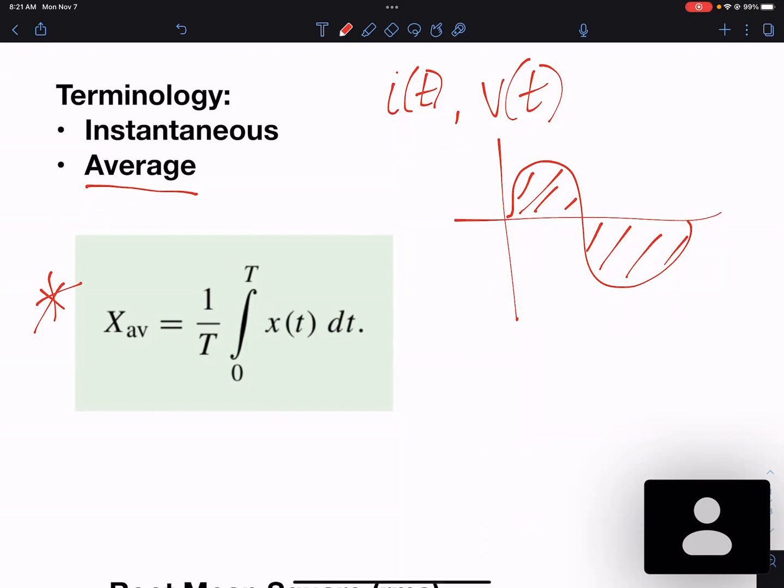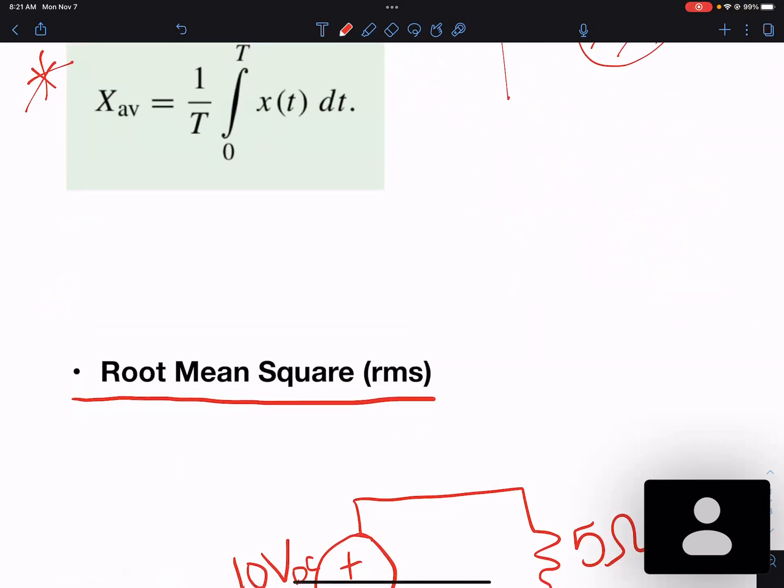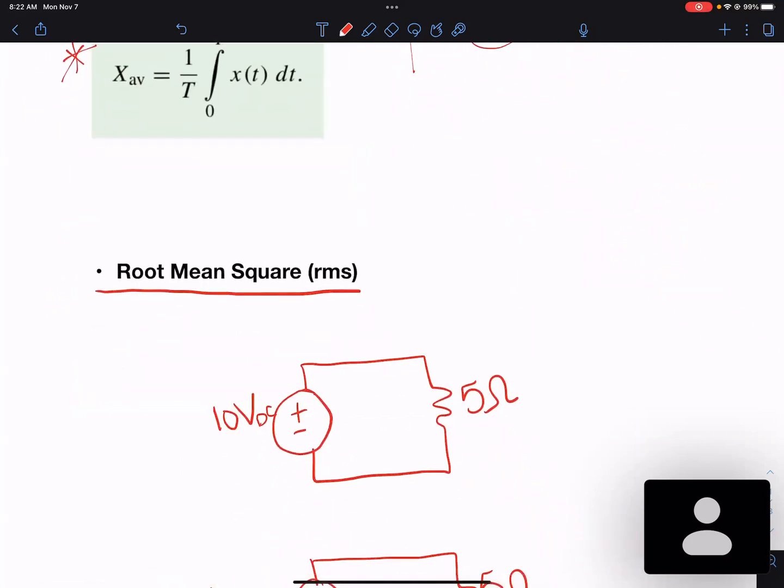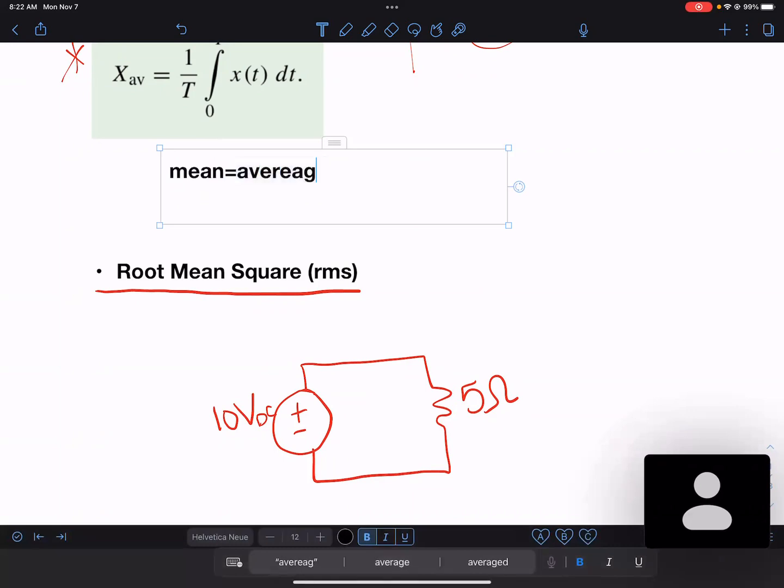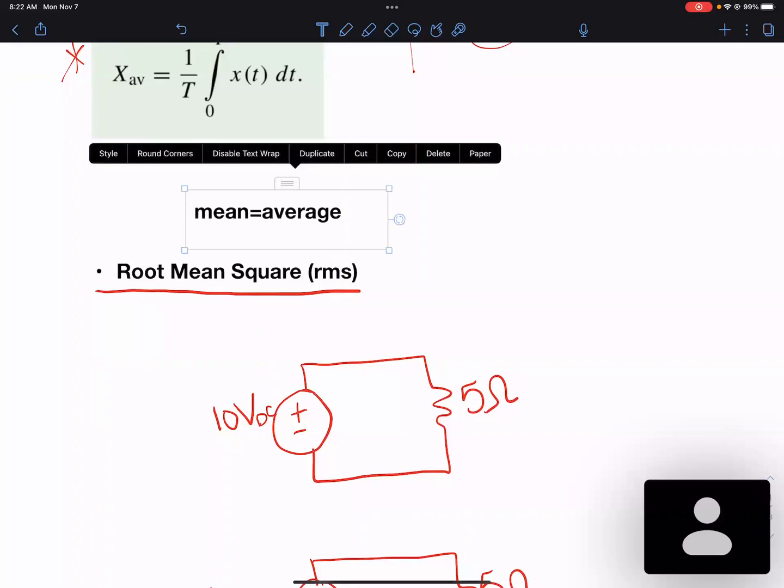The next term that we're going to talk about is called the root mean square, or RMS value. When you're talking about the mean, the mean means the same thing as average. So the mean usually equals the average. So if we're talking about the root mean square, then the average, the mean, is going to be that function.